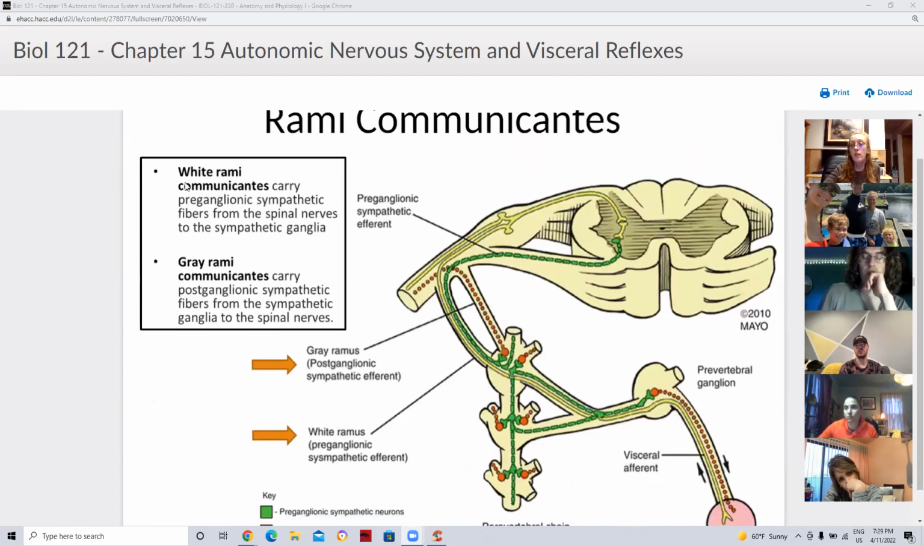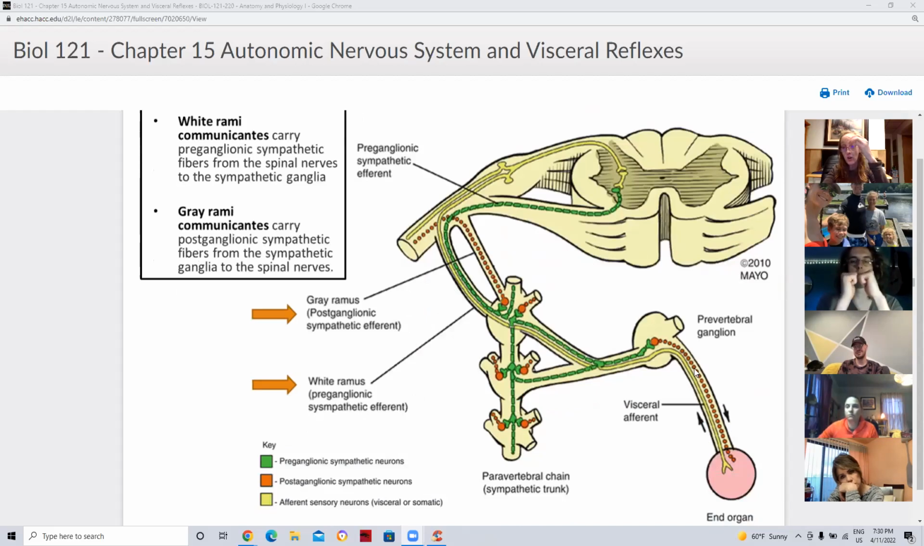So the white rami communicantes is going to carry the preganglionic sympathetic fibers from the spinal nerves to the sympathetic chain ganglion. The gray rami communicantes is going to carry the postganglionic sympathetic fibers from the sympathetic chain ganglion to the effector organs.